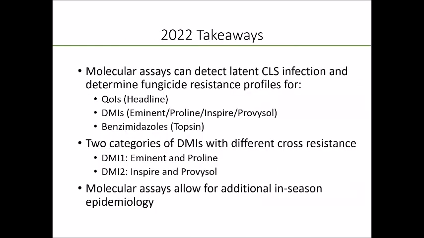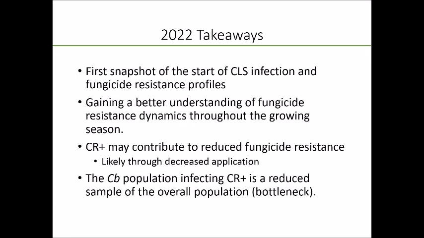A couple takeaways to wrap this up. We now have molecular assays for QOI, DMI, and benzimidazole resistance. And we're able to use those to rapidly and efficiently test asymptomatic tissue as well as infected tissue throughout the year to determine fungicide resistance profiles for these 3 very important fungicides. We were also able to establish that there are 2 categories in DMIs with different cross resistance. Eminent and Proline grouped together, Inspire and Provosol grouped together. And these molecular assays really are very useful for rapid testing throughout the year.